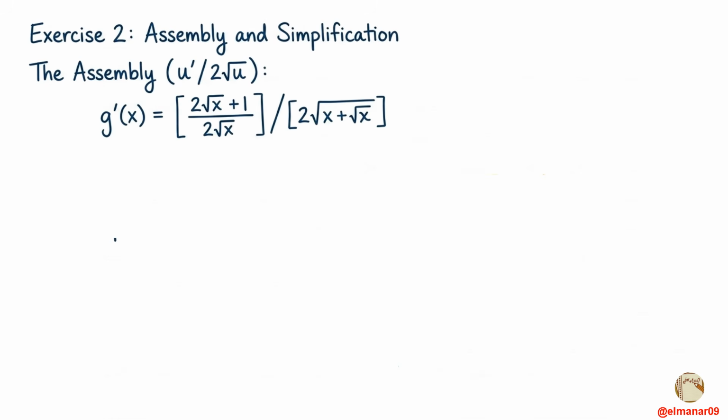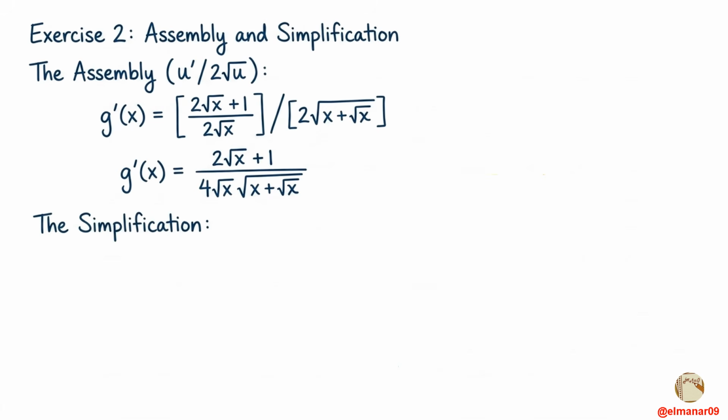Now for the assembly and final polish of exercise 2. We plug our components into the formula u prime divided by 2 root u. This gives us a fraction on top of a radical. To simplify, we combine the denominators, which gives us 2 root x plus 1 divided by 4 root x times the square root of x plus root x plus 1.